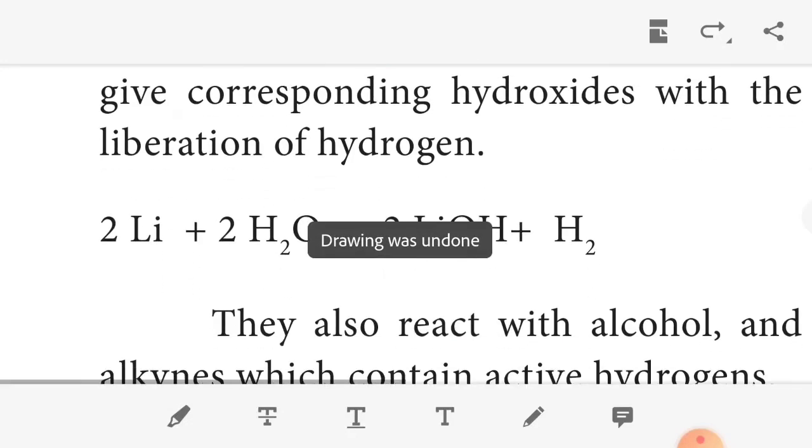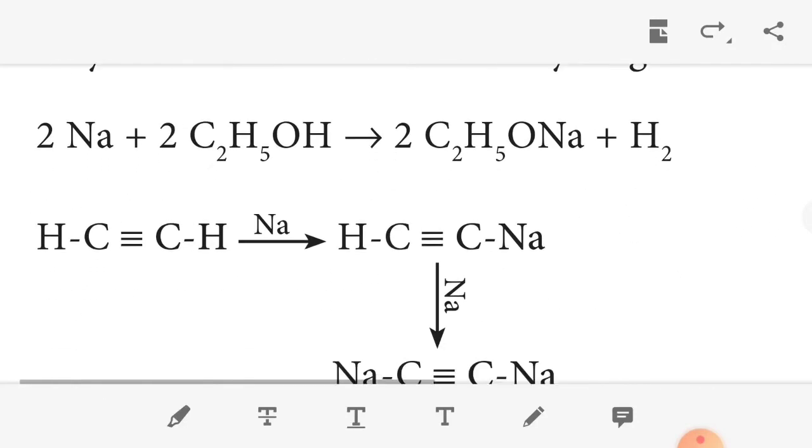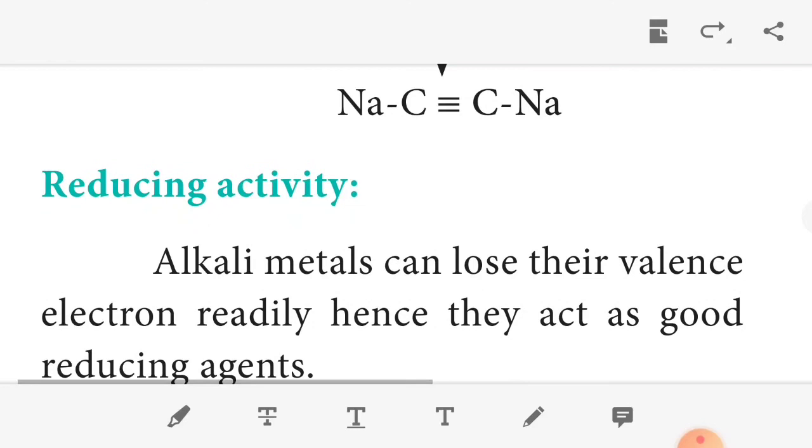The next topic is reducing activity. Alkali metals can readily lose the valence electron and act as good reducing agents. We know lithium has atomic number 3. It loses one valence electron, becoming Li plus. So it acts as a good reducing agent.